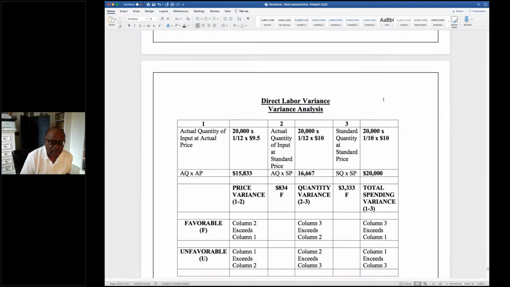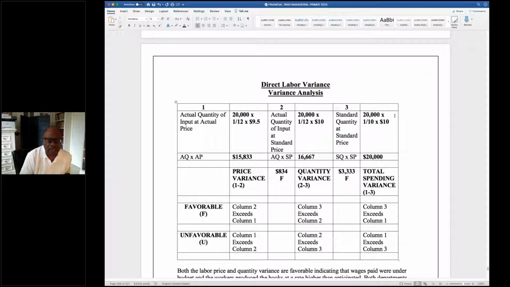Let's look at direct labor. You were supposed to pay the workers $10 an hour, and they're supposed to make 10 books. From the price side, we were able to hire the workers at 9.5. So we had a favorable price variance of 834. So they did what they're supposed to do. They hired the workers at less than the $10.